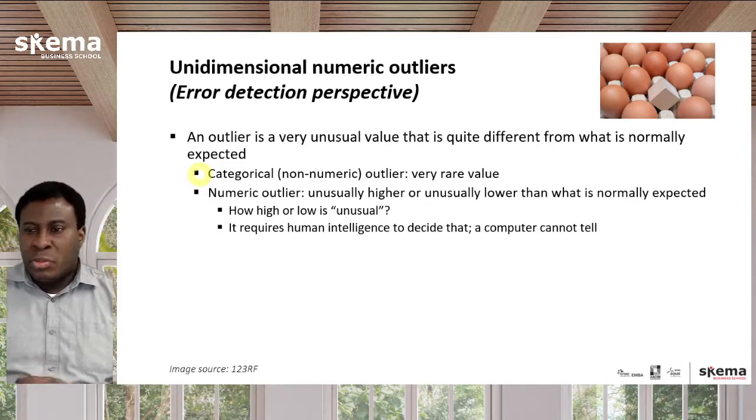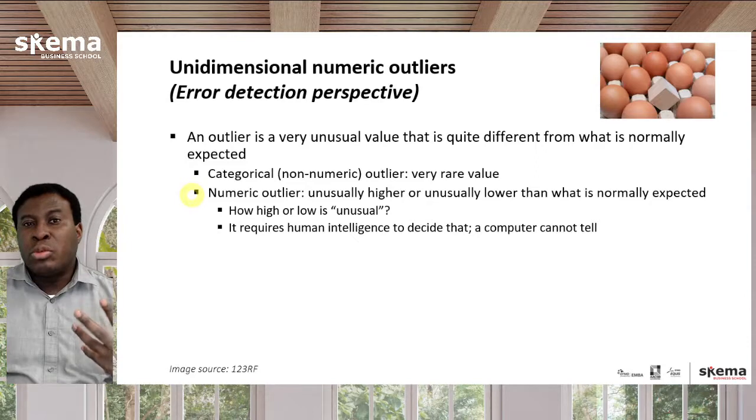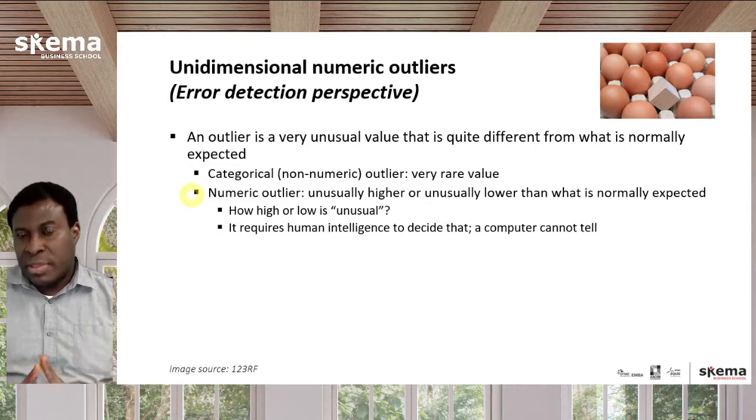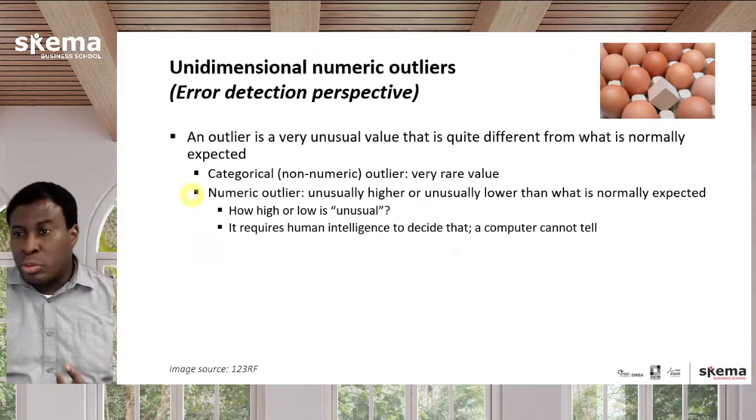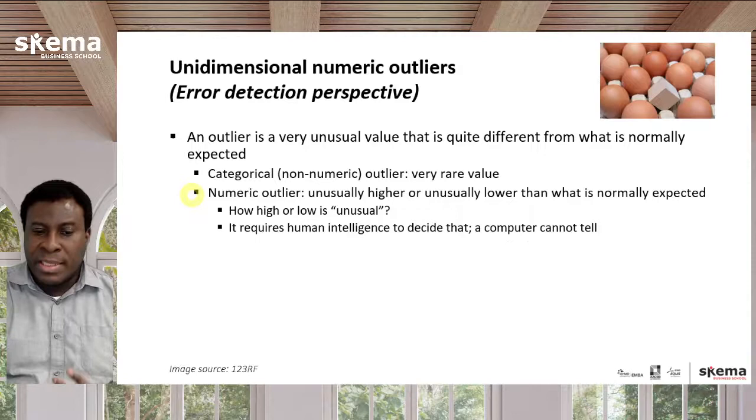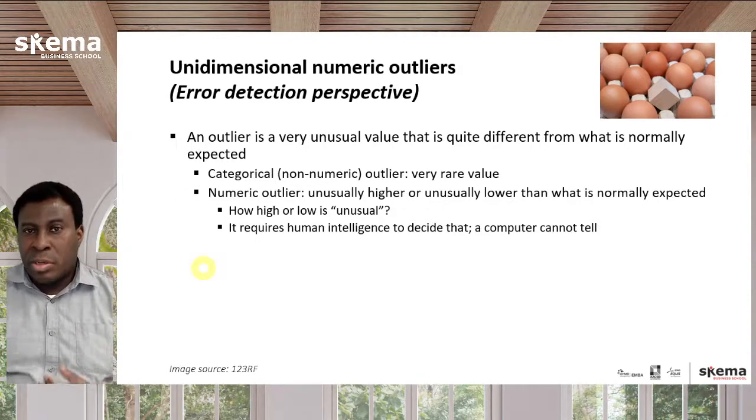That might deserve scrutiny to make sure that it really is what it is. Generally, numeric outliers, which we're going to focus on more in this video, are numbers that are unusually higher or unusually lower than what is normally expected. There's always a question of how high is too high, how low is too low. Well, it really requires human intelligence to determine that. And it's human intelligence that determines what is expected and what is beyond what is expected.